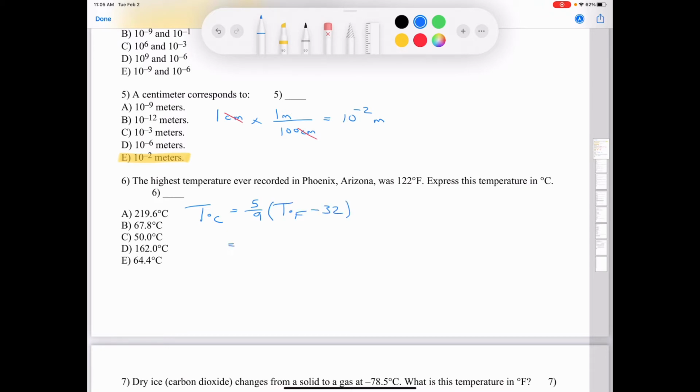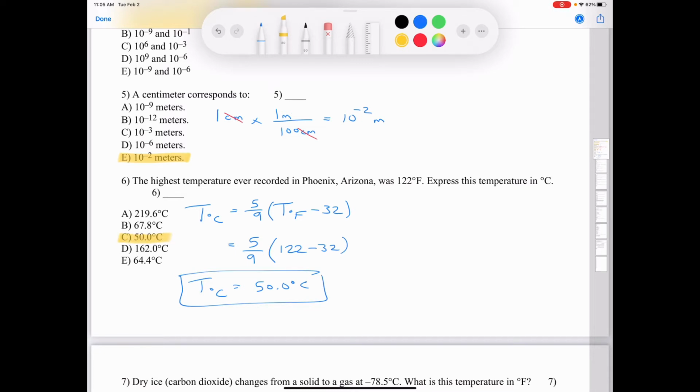Then it just becomes a matter of plugging the numbers in. So you have 5/9 times 122, subtract 32. And when you punch all that in your calculator, you end up with the temperature in Celsius being equal to 50.0 degrees Celsius, like that. And so our answer is 50 degrees Celsius.